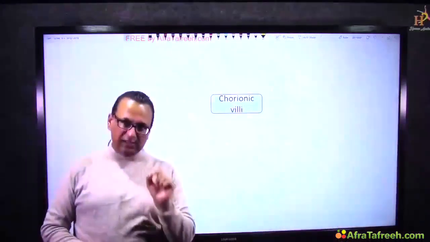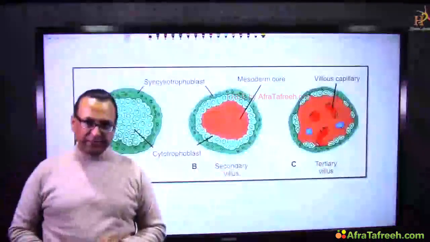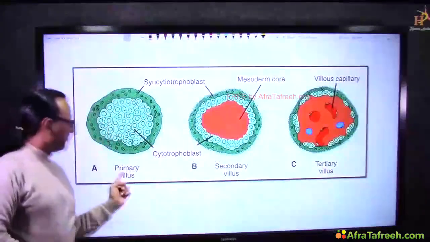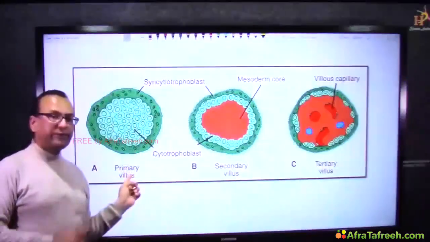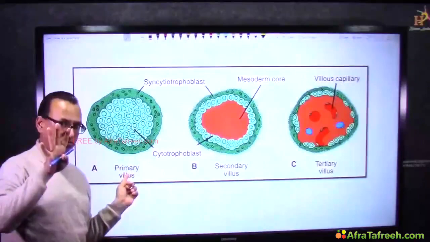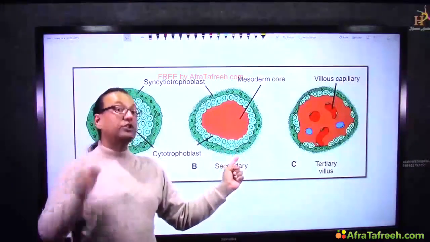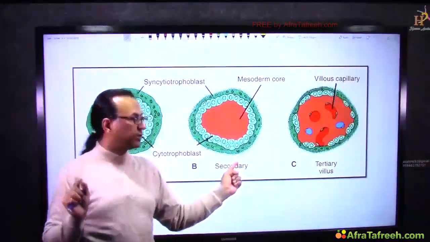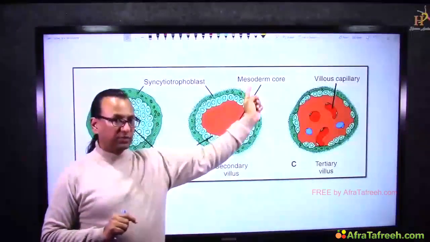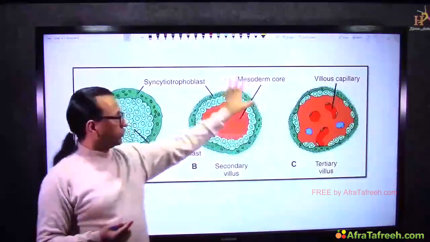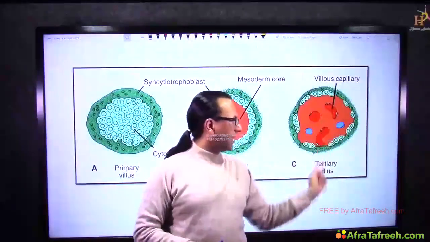Now we also look at a diagram which is telling us about primary, secondary, and tertiary chorionic villi. If you say it is primary chorionic villi, then it will be the cytotrophoblast and syncytiotrophoblast together forming the primary villus, the finger-like projection of chorion. But when the extra embryonic mesoderm comes, which is the somatic layer of extra embryonic mesoderm, that time it will be secondary villus. And then some fetal blood vessels will come and will become tertiary villus.